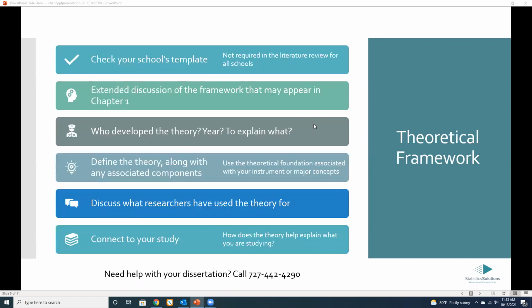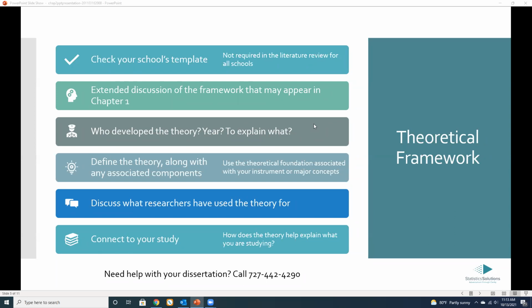Okay, the theoretical framework or conceptual framework. It can be the next section in your lit review. Again, this is school dependent. So again, check with your school's template. Some schools want you to talk a little bit about the theoretical framework in chapter 1, and then also elaborate on it more in chapter 2. Some schools, the framework only appears in chapter 1. Some schools, it only appears in chapter 2. So again, you know what your school wants.